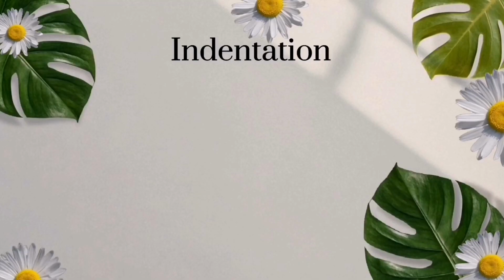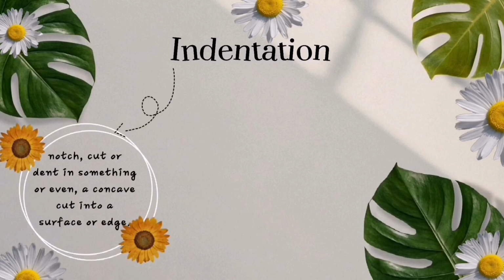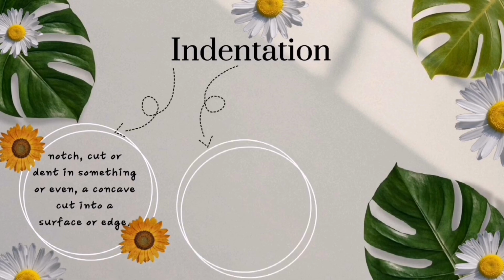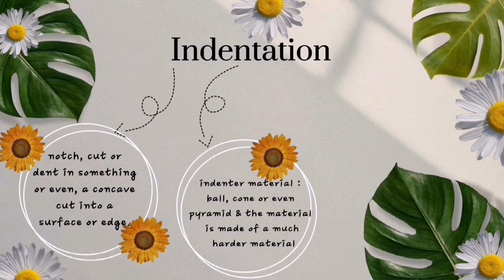Indentation is the most commonly used test to determine the hardness of a certain material, and an indentation is a notch, cut or dent in something, or even a concave cut into a surface or edge. The indenter could be in the form of a ball, cone, or even a pyramid, and usually it is made of a much harder material than the tested material. The material will be considered soft if the indentation produced is larger and deeper.